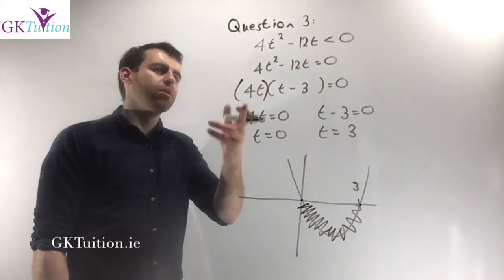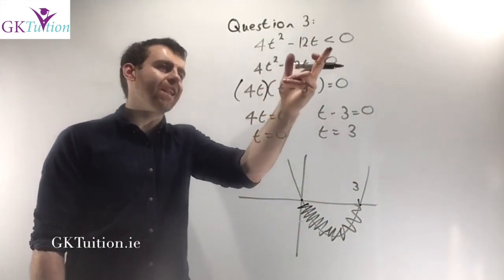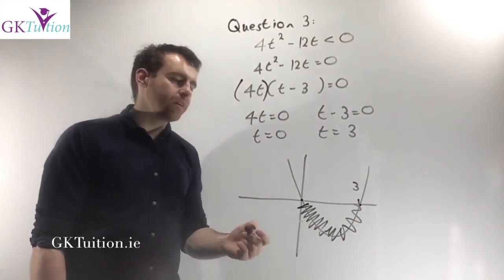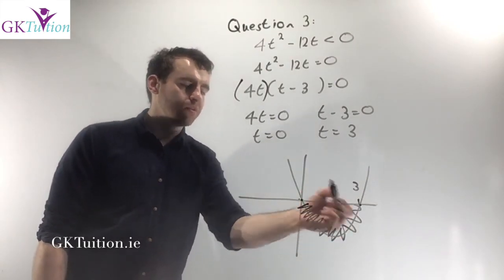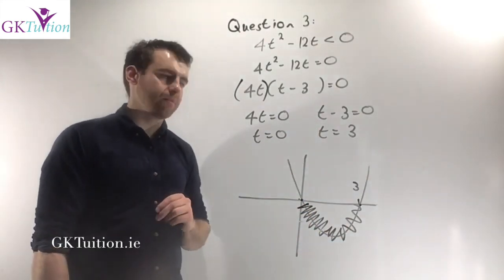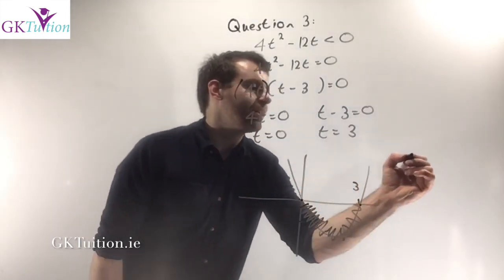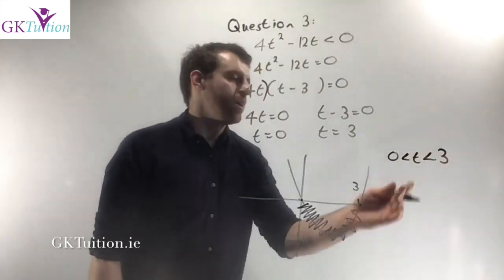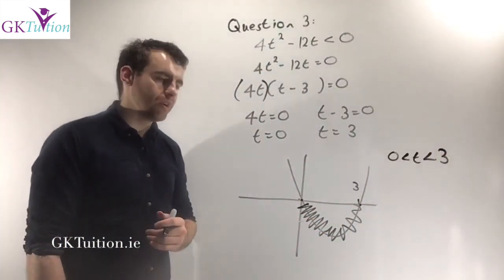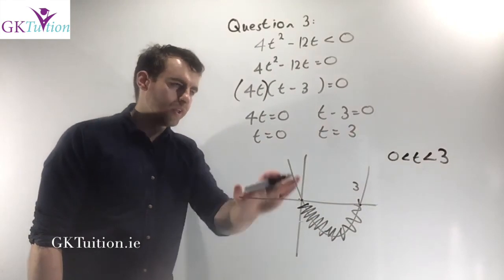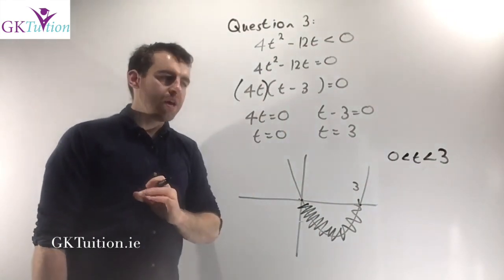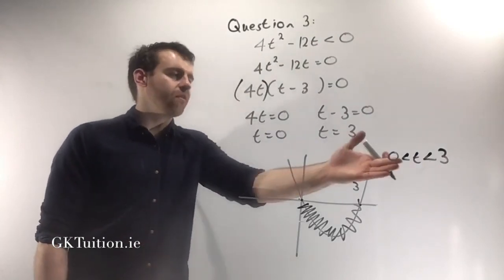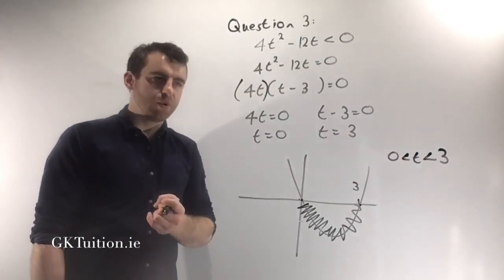I'm trying to work out when is 4t squared minus 12t less than 0. It's less than 0 when it's below the x-axis. Clearly, when I'm dealing with values for t between 0 and 3, it's below the x-axis. So in this case, my answer will be that t needs to be greater than 0, but it needs to be less than 3. If t is greater than 0 but less than 3, then this quadratic is below, and this quadratic is less than 0. And I know that when this is true, b squared minus 4ac is less than 0. So these are the values for t for which the quadratic will have no real roots.